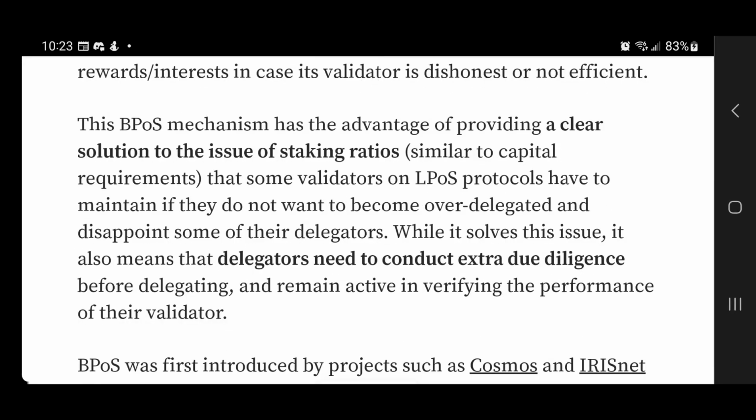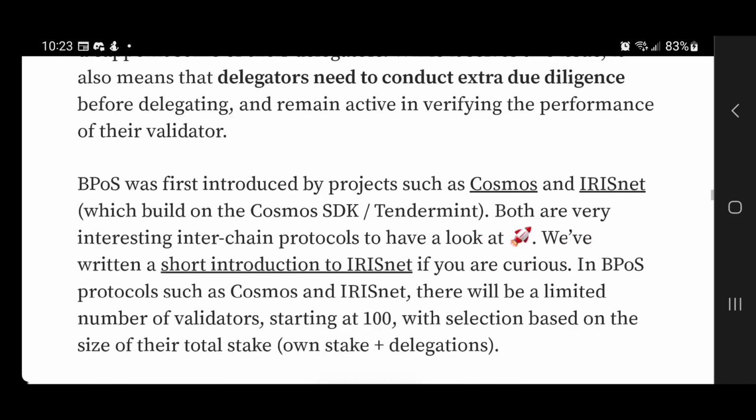This bonded proof of stake mechanism has the advantage of providing a clear solution to the issue of staking ratios, similar to capital requirements, that some validators on liquid proof of stake protocols have to maintain if they do not want to become over-delegated and disappoint some of their delegators. While it solves this issue, it also means that delegators need to conduct extra due diligence before delegating and remain active in verifying the performance of their validator.